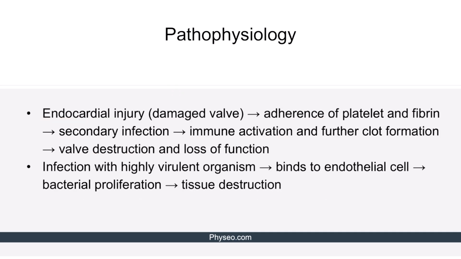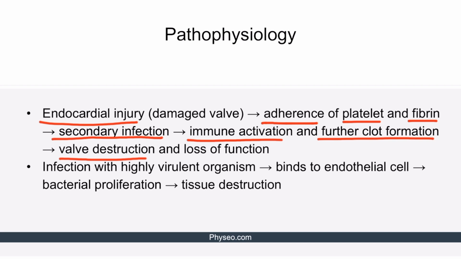The pathogenesis of infective endocarditis depends on whether the valve is damaged or not. When the existing valve is damaged due to any reason, it causes platelets and fibrin to adhere to that area. When there is a secondary infection, either from a distant site or transient bacteremia from mucosal injury, it can lead to secondary bacterial infection of the site. Further bacterial proliferation and immune activation leads to clot formation and valvular destruction, which leads to vegetations and loss of function of the valve. In some cases, infection with highly virulent organisms, such as Staphylococcus aureus, can lead to disease without pre-existing damage to the valves.